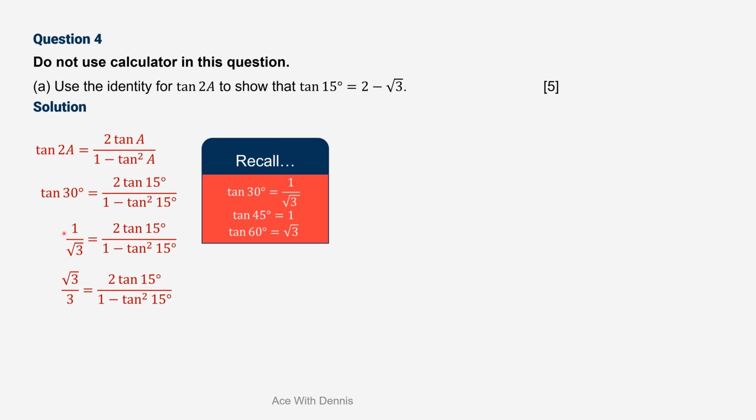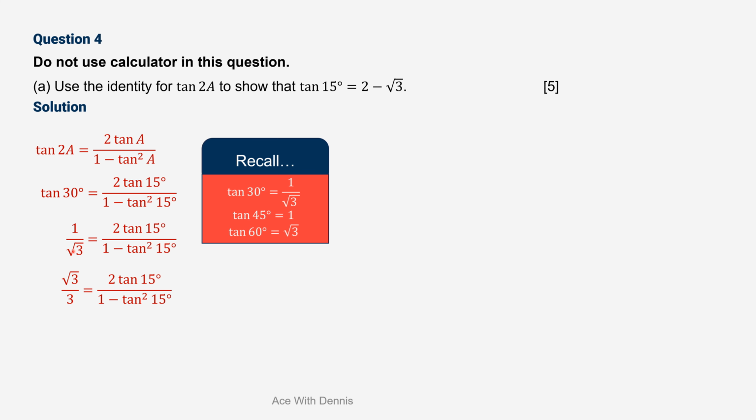Next, for this part, we can rationalize. We get √3 over 3 equals 2 tan 15° over 1 minus tan² 15°. Then we cross multiply. We have √3 times (1 minus tan² 15°) equals 6 tan 15°. Next, we expand the bracket. We have √3 minus √3 tan² 15° equals 6 tan 15°.